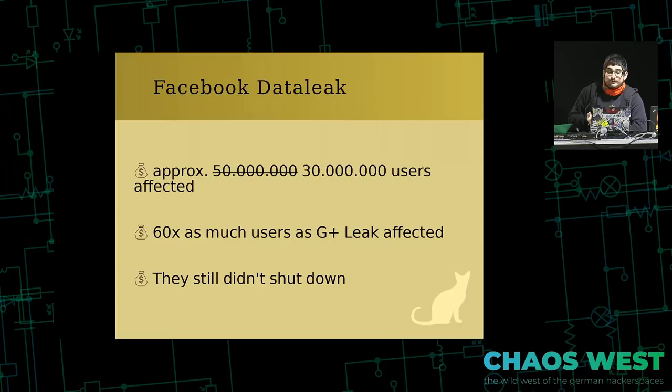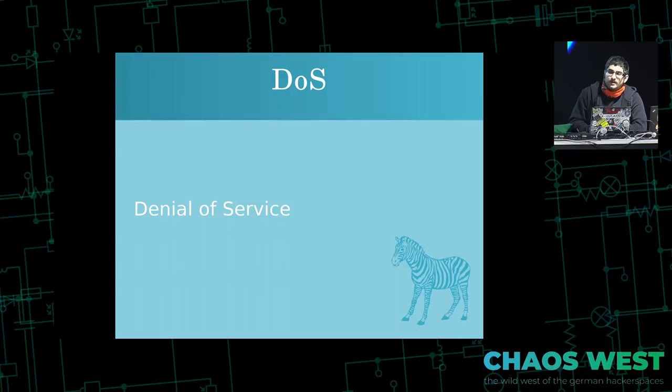Well, let's check out the next category. It's called DOS, denial of service. The idea behind DOS is to make a system unavailable temporarily or permanently. So who of you has a friend who has a friend who has a friend that has an IP camera? No one? No one has friends with IP cameras? Oh, one person, at least one person.